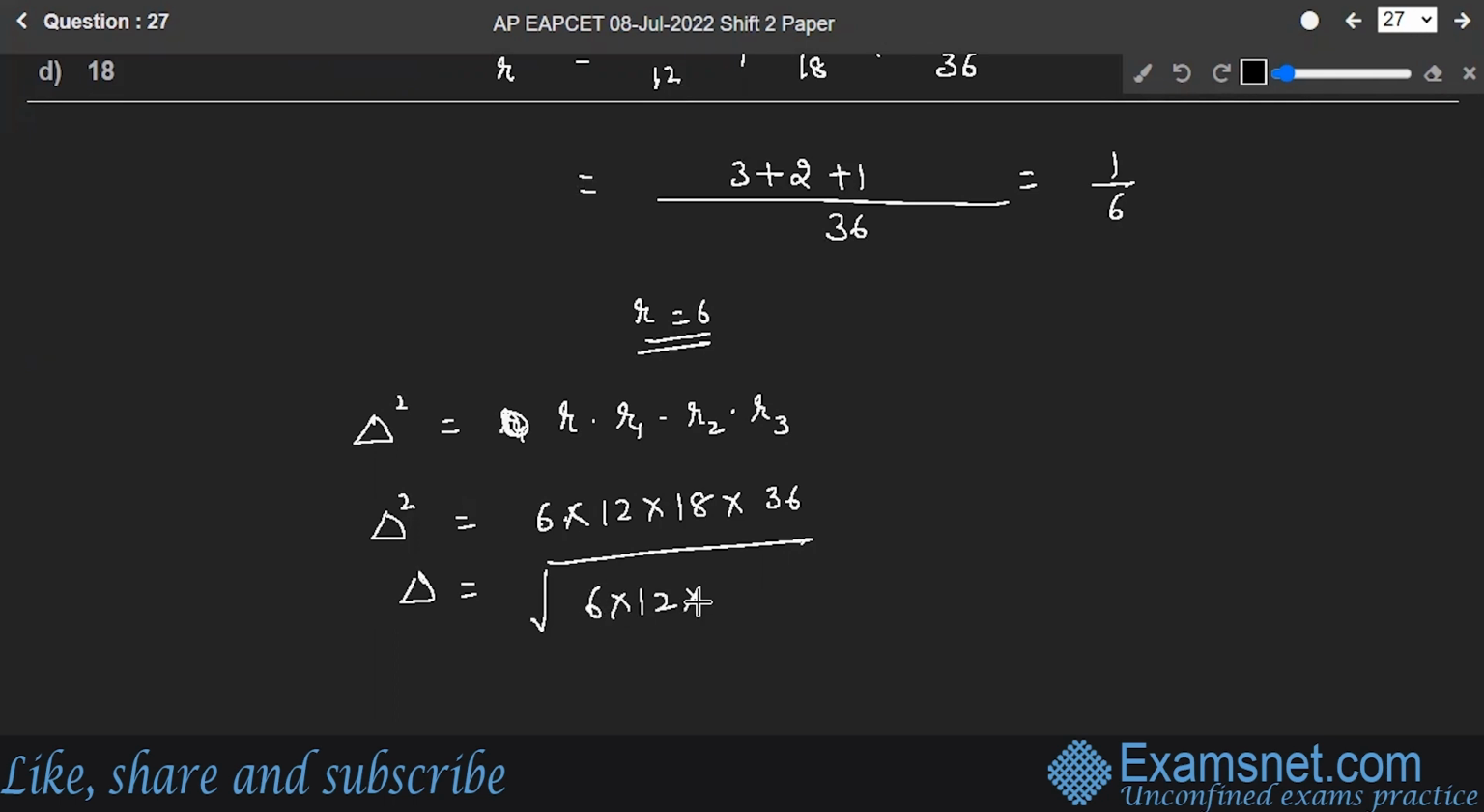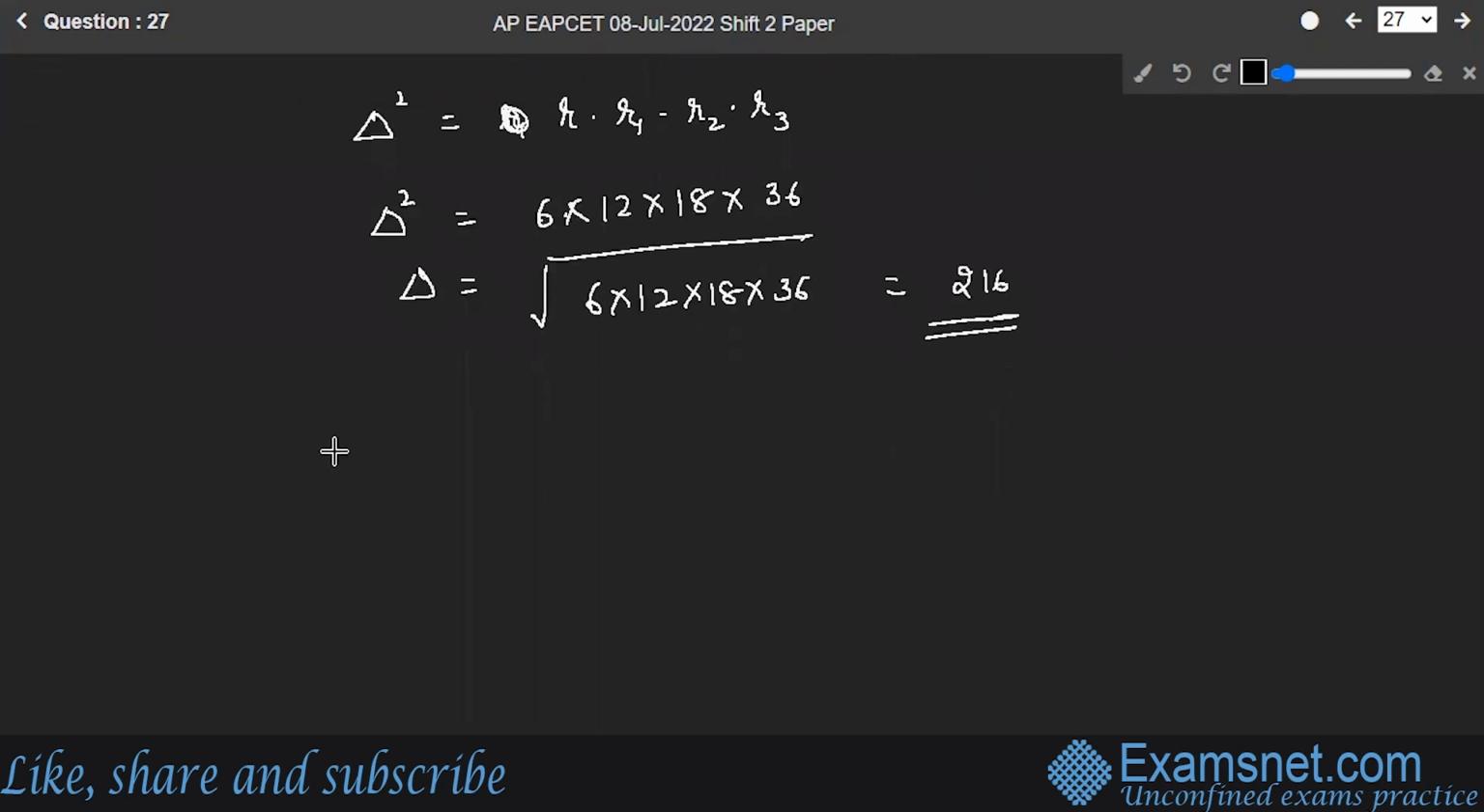6 into 12 into 18 into 36. When you find the root of it, you will get 216 as the root of it. So delta is equal to 216, right? We also know one thing, R is equal to delta upon S. That means S is equal to delta upon R. Delta is 216 and R was 6, which gives you S is equal to 36, right?